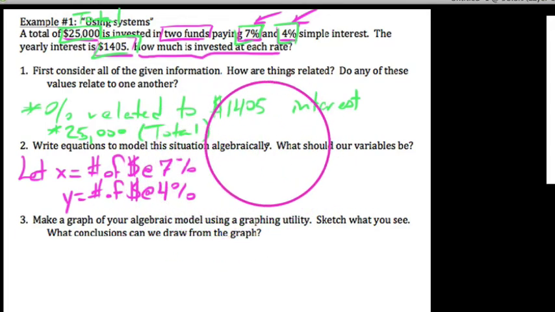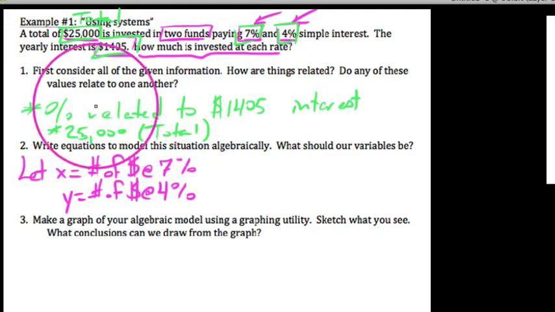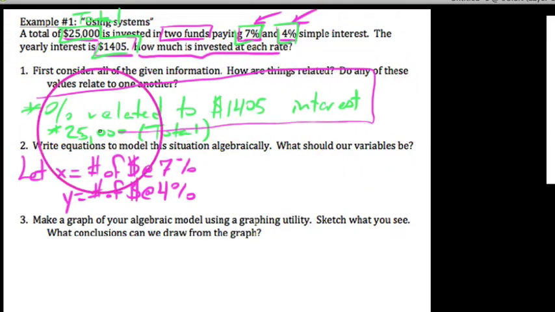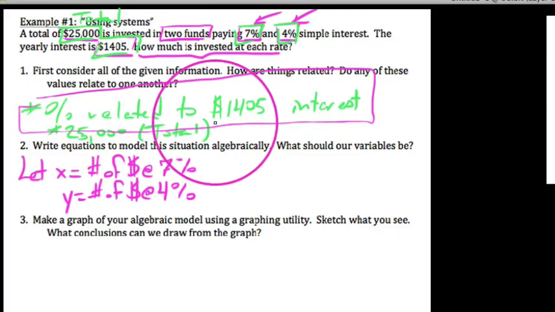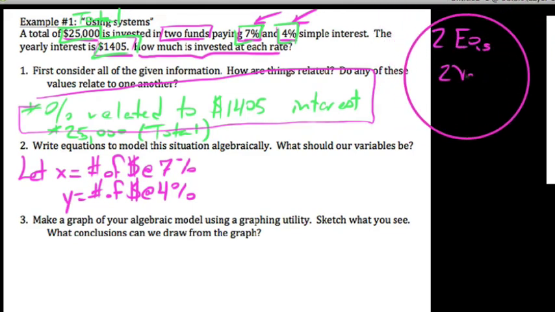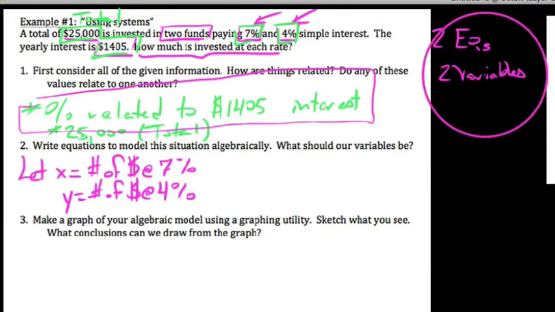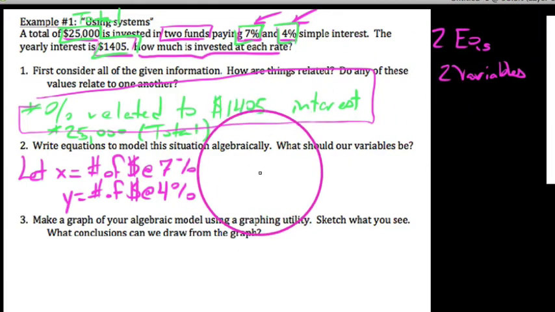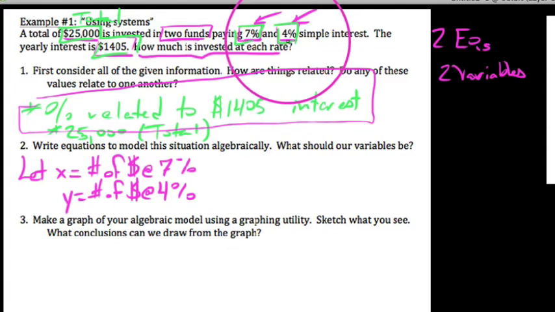Can we write some equations to model the situation algebraically? The first thing I wanted to do was notice the things that were related to one another. When I noticed that the 7% and the 4% go with this 1405, what we're trying to do is match up units here. I'm going to be developing a system of two equations and two variables, essentially. And this is going to be true for a little bit here in our unit on systems. Two equations, two variables. 7% is what I will get in interest on the first number of dollars that I invest there, and 4% of what I invest in the other account, I'll get that in interest.